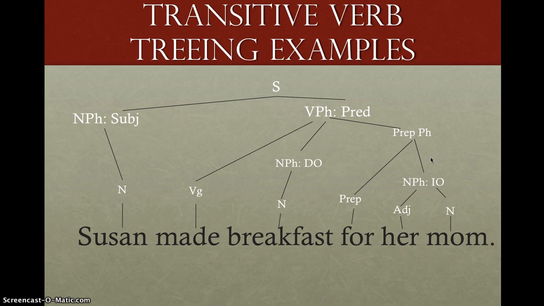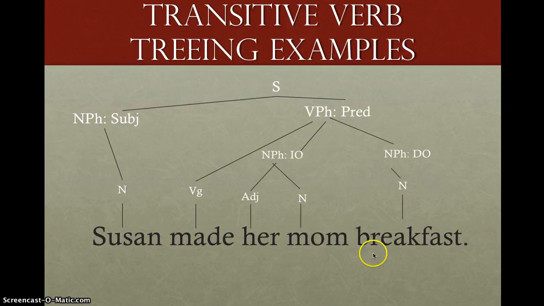Another option looks like this. Subject, verb to give, the direct object, and then within a prepositional phrase, because we have 2 or 4, we have the indirect object. Okay, so let's take another look. Susan made her mom breakfast. We know from growing up with English that this means that Susan made breakfast for her mom.